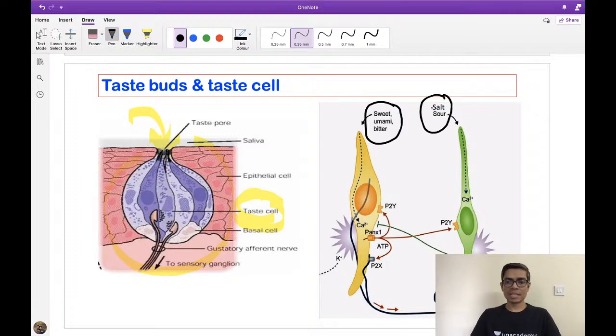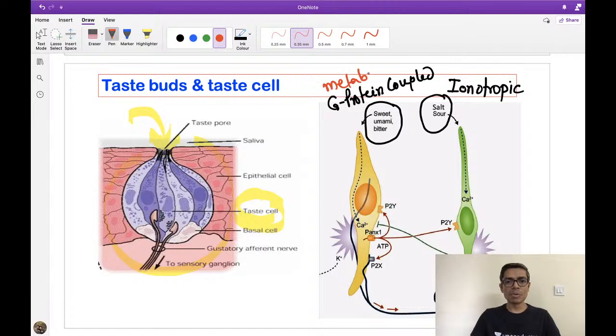So I have to remember this: salt and sour, and sweet, umami and bitter, are detected by two different kinds of cells because their receptors are different. Salt and sour are detected by some kind of ion channel receptor, because of which they are known as ionotropic receptors. But sweet, umami and bitter are all detected by G protein coupled receptors, and this G protein coupled receptor is also known as a metabotropic receptor.